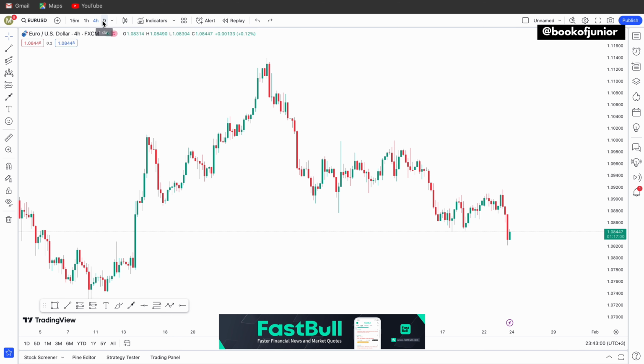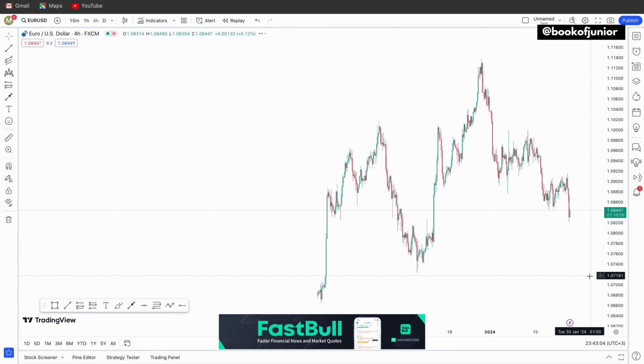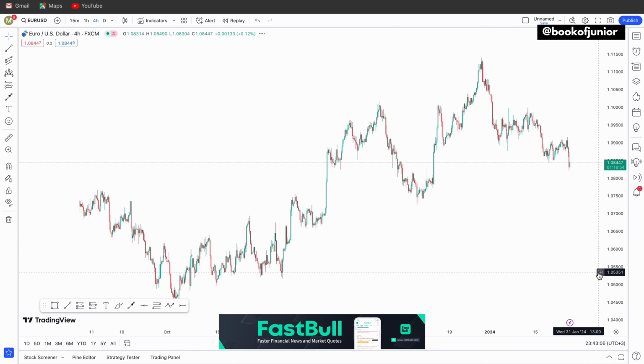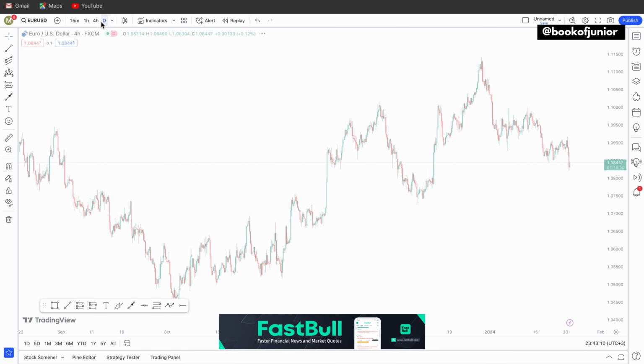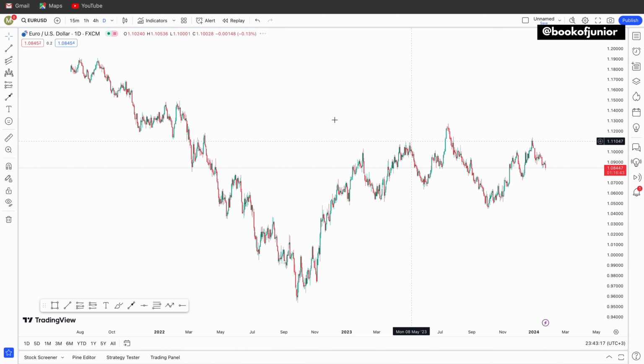When you zoom out, just like this, I'm on my 4-hour candle. So when you zoom out like this, you're going to see that traders, we are on our 4-hour candle and we are in an uptrend market, as you can see. Even when you switch over to your daily time frame, you're going to still see we are in our uptrend market.